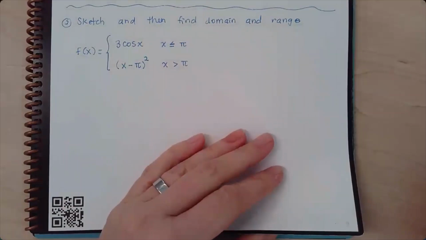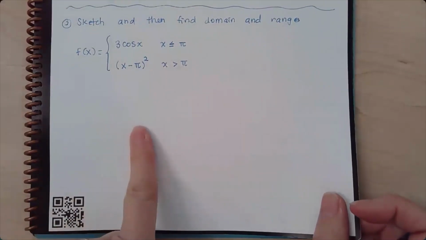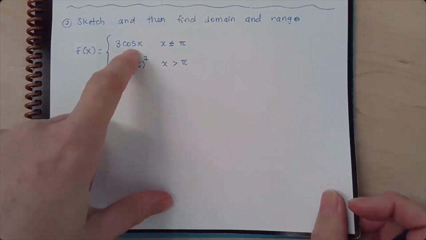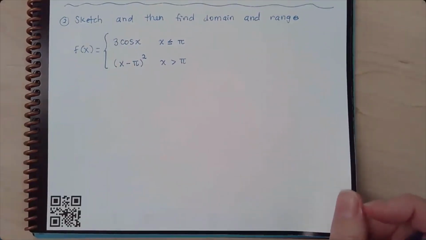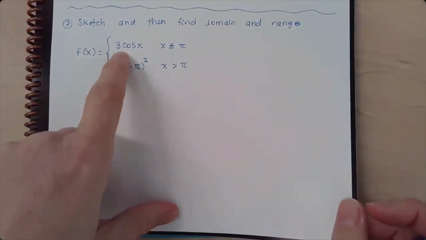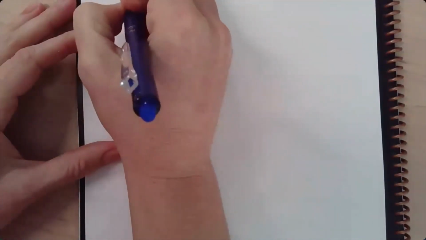Based on what I was seeing walking around the room, I'm going to pause for a second and come back to this, but I want to make sure that we talk about the base or parent graphs for cosine and sine really quick. And we'll come back to what that 3 is going to do to it. So, quick trig parent graphs.